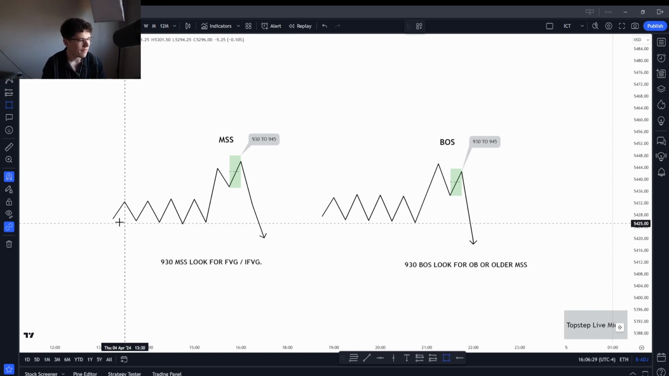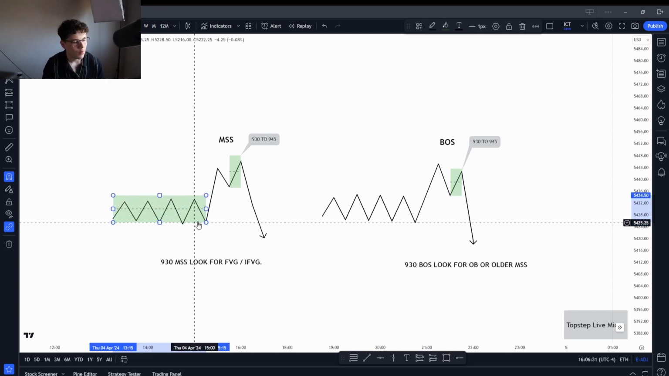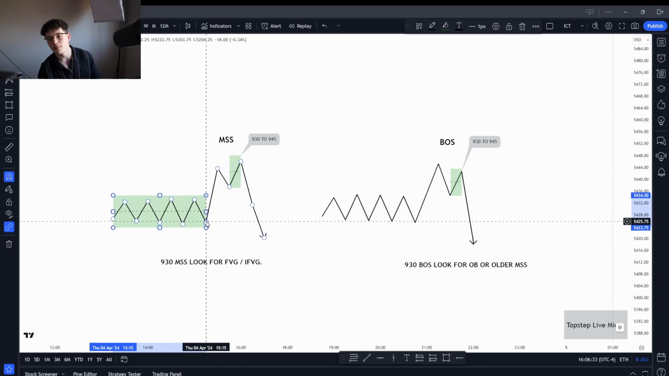So we have Asian range here. What you will notice early on in the day before 9:30 most of the time is that we are either above or below Asian range, and we've been below or above Asian range the whole day. If we've been above Asian range in London and also below, that's a big range day in London. That's low risk, low probability.